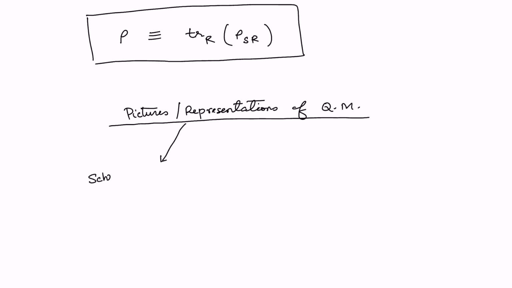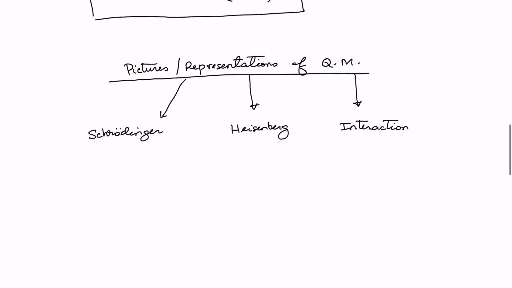As you know, there are three representations of quantum mechanics. One is the so-called Schrodinger picture, with which all of you are familiar, another one is the so-called Heisenberg picture, or representation, and finally the so-called interaction picture, which is of importance for this particular course and in particular for this lecture.